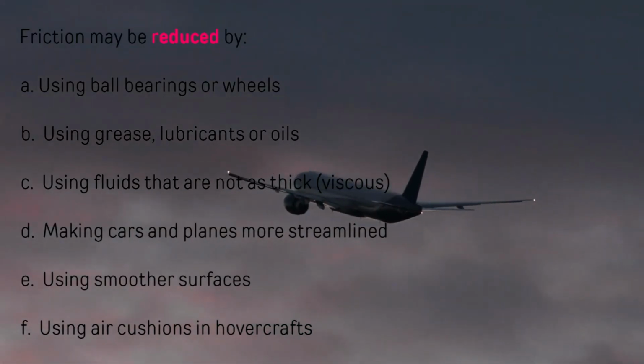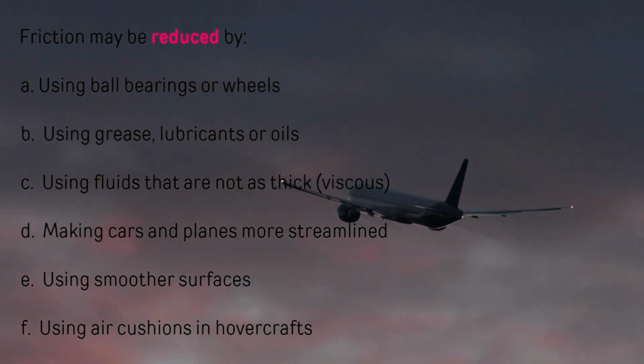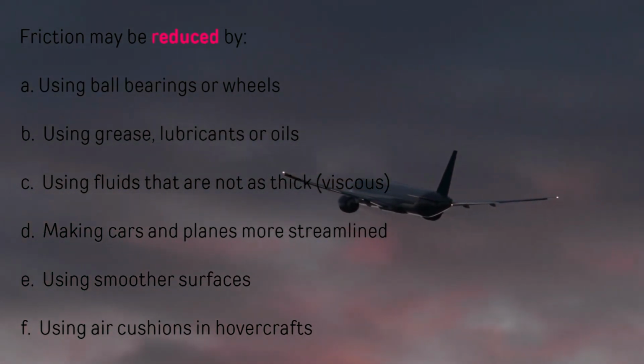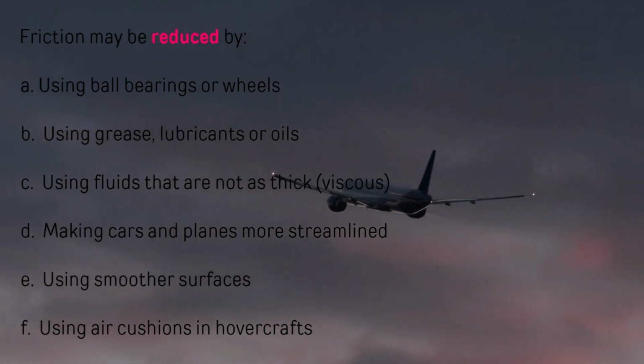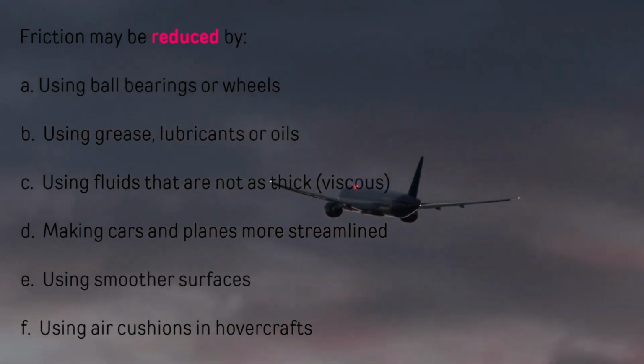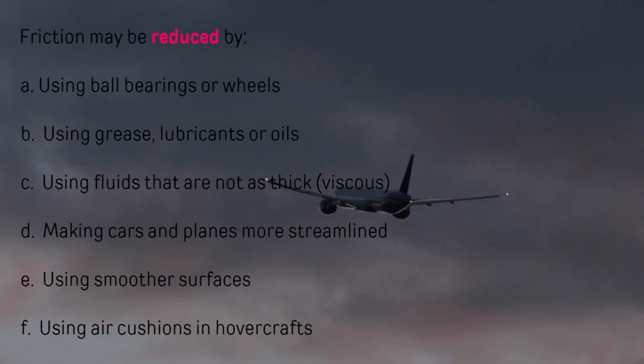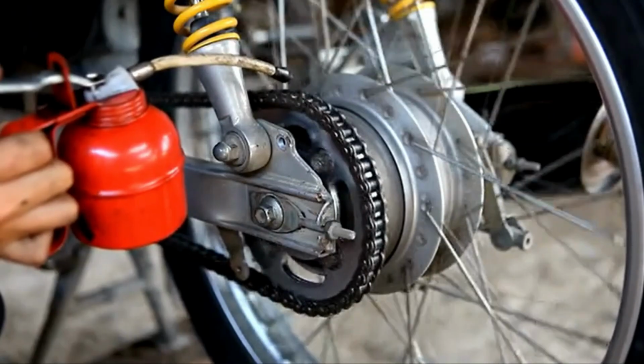To reduce friction, ball bearings or wheels can be used, grease and lubricants can be used as well, fluids that are not as thick may be used, cars and planes can be made more streamlined, smoother surfaces may be employed, and using air cushions or hovercrafts to glide across terrain can be used.